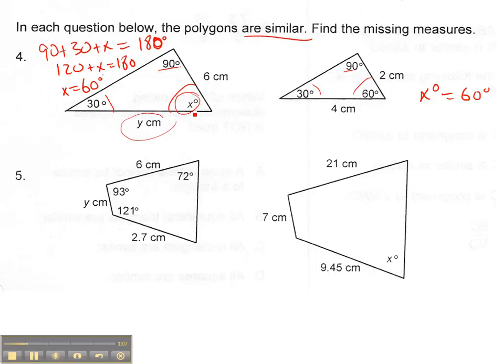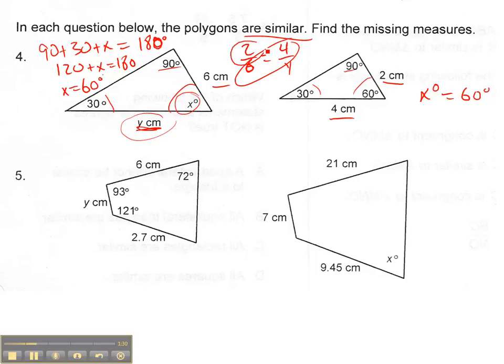Okay, now we need to find this missing side length. We know that the triangles are similar and they're oriented in the same direction because we see the angles are matching up, so it's pretty easy to see the corresponding sides. 2 to 6 equals 4 to y.